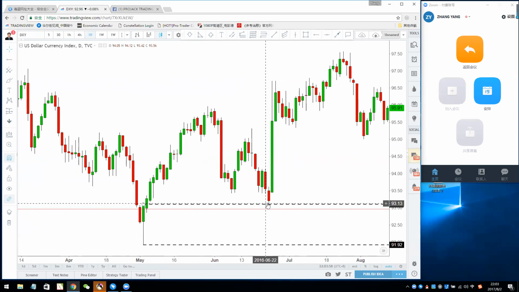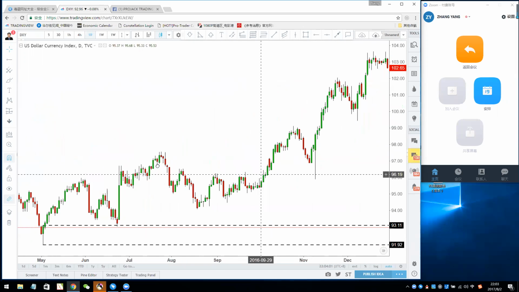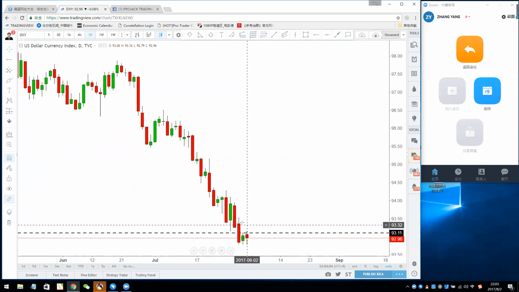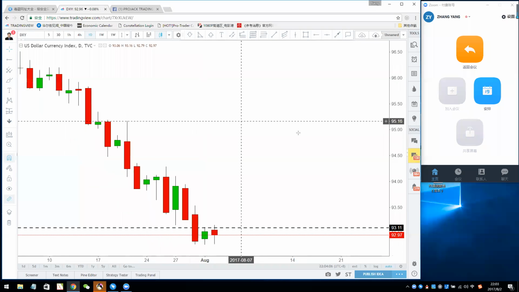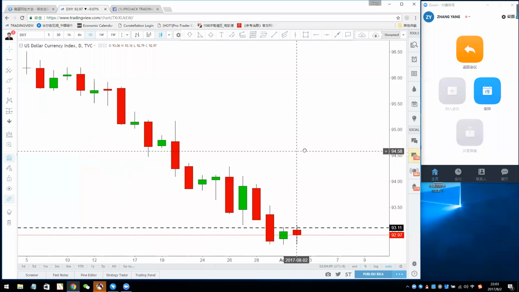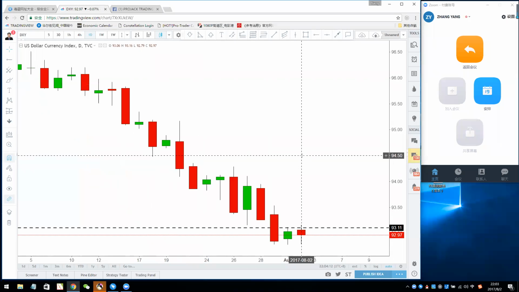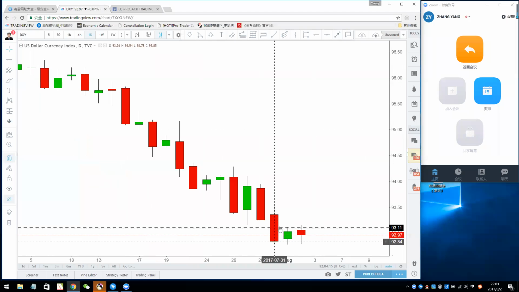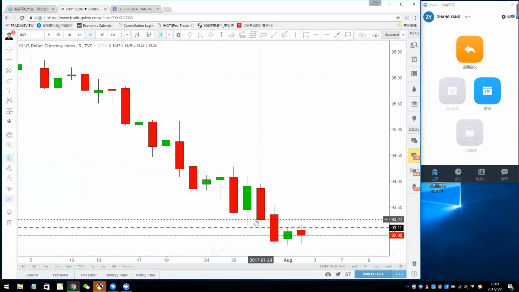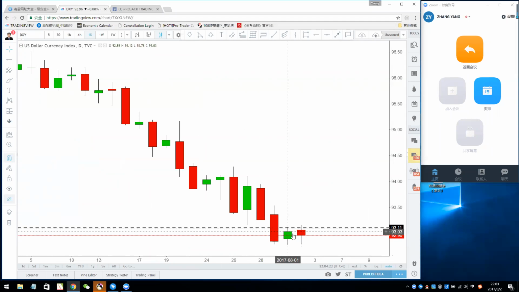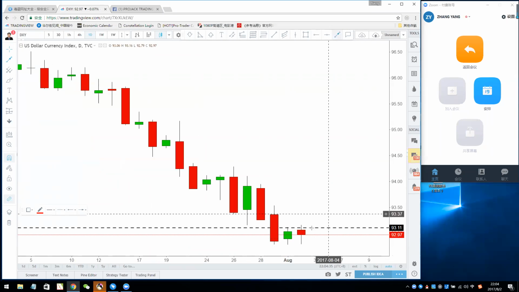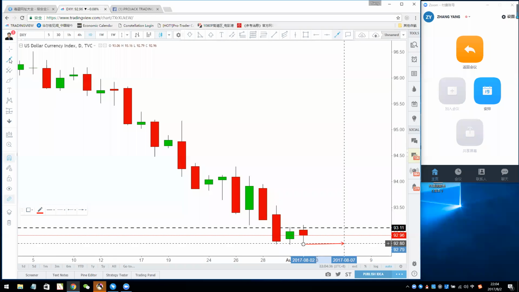That is where the DXY started its rally from. And now it actually touched very nicely. It just sits in the zone, and we observe the price action here. We have a very bearish candle that closed below the previous week, and then a very small green candle, and today we have a red candle, but however we have very nice long tails.